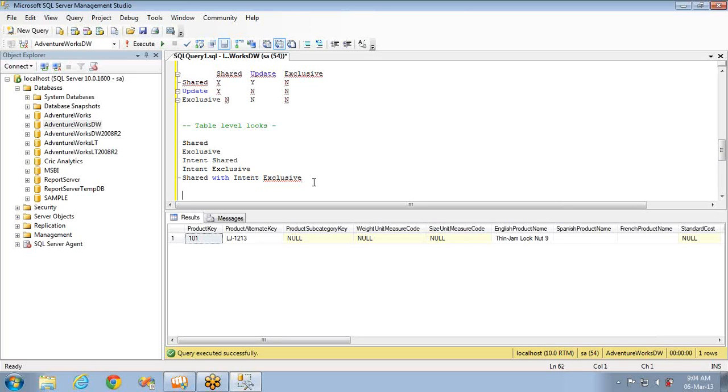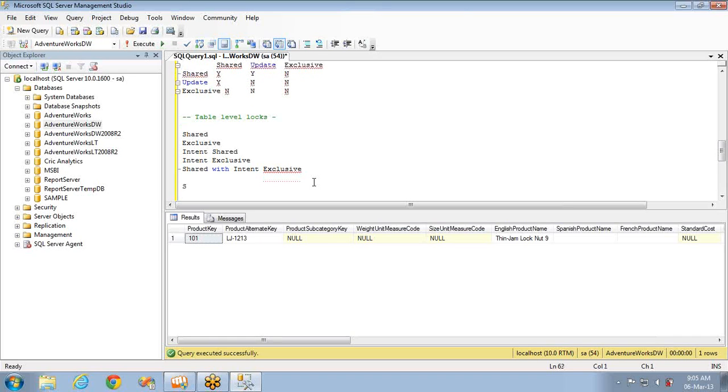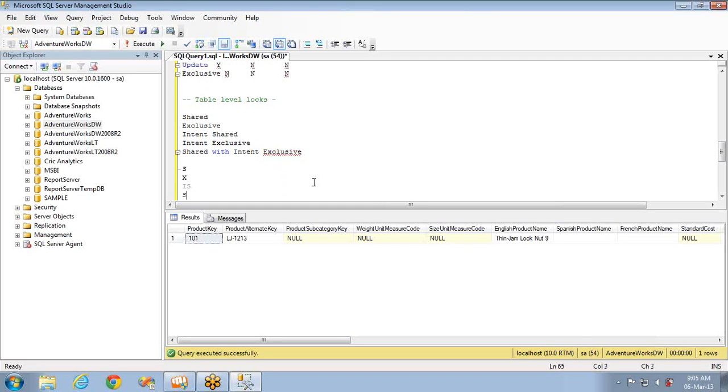Now the same thing, intent shared means it will become shared. Intent exclusive means it will become exclusive for the data if you apply for a table. And shared with intent exclusive means it will have both shared as well as exclusive, but for the data if you apply for the table. Now let's see, this is the shared lock and this is the exclusive lock. This is the intent shared, this is the shared intent exclusive, and this is the intent exclusive.